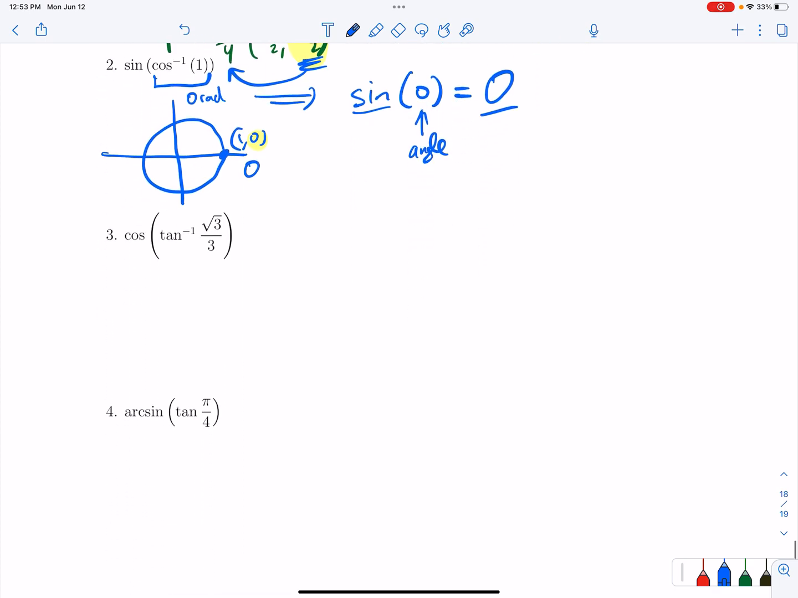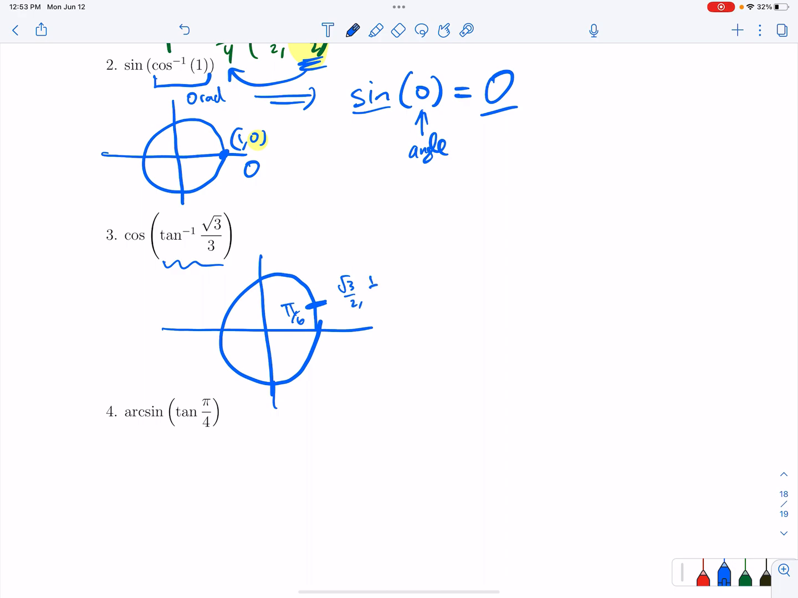All right, couple more here. This next one says cosine of tangent inverse of root 3 over 3. So that inside part is saying, when is tangent equal to positive root 3 over 3? That is in this position, at pi over 6. And we kind of did this above. These coordinates are root 3 over 2, comma 1/2. If you did y over x and simplified, we would get root 3 over 3. So the inside part of this composition is pi over 6. So now what I want to do is say cosine of pi over 6. What is the cosine value at that angle? And it is this thing right here, root 3 over 2.